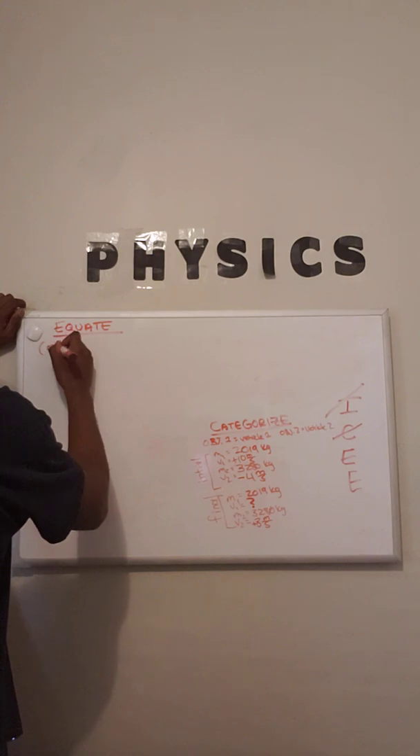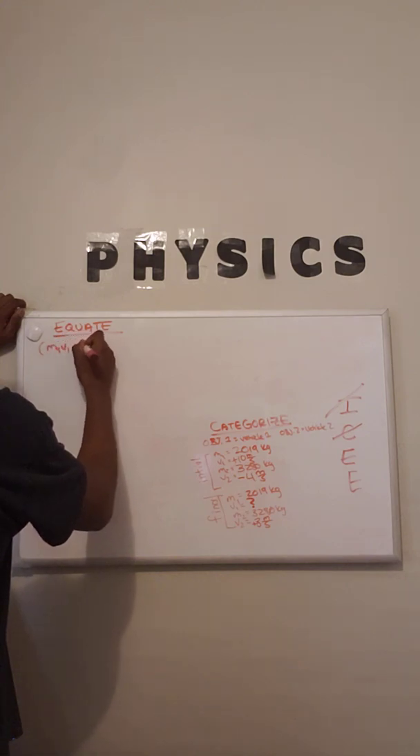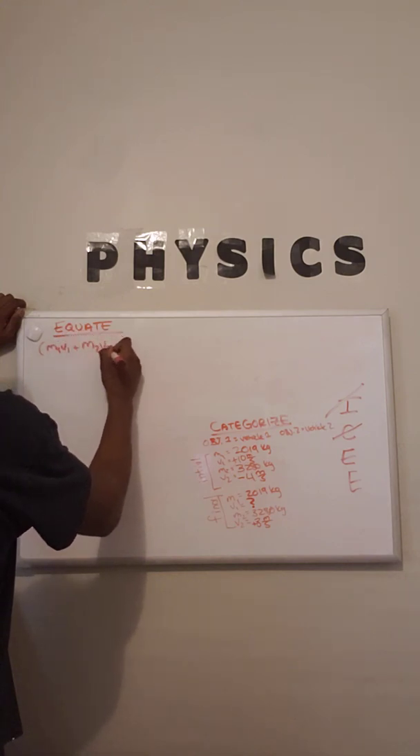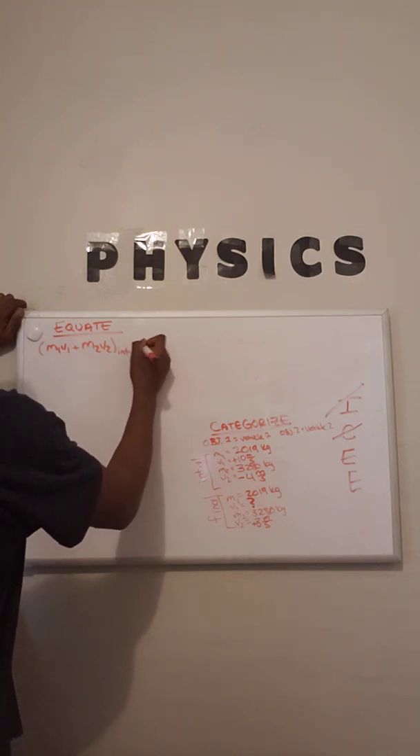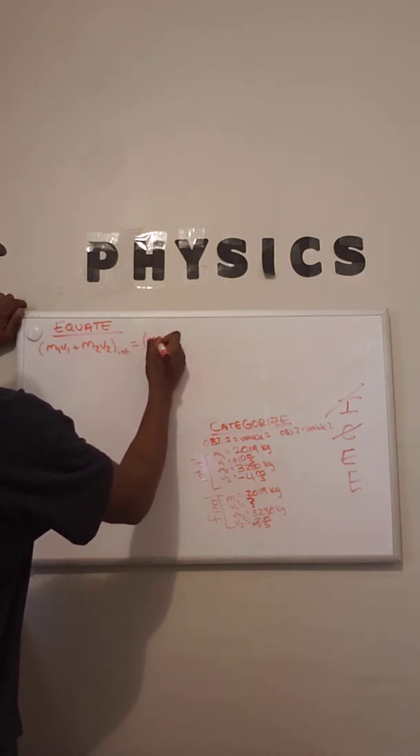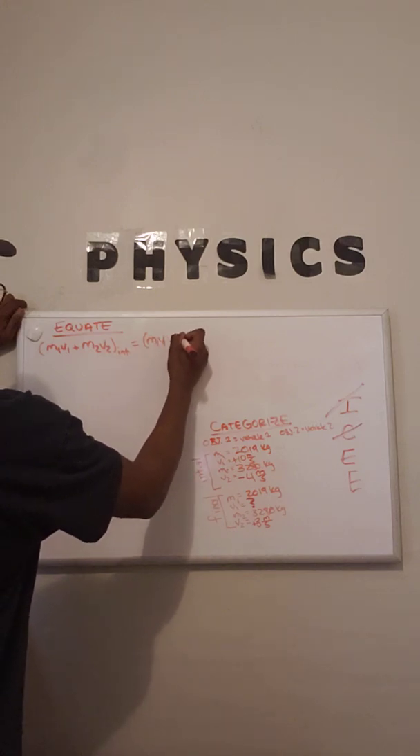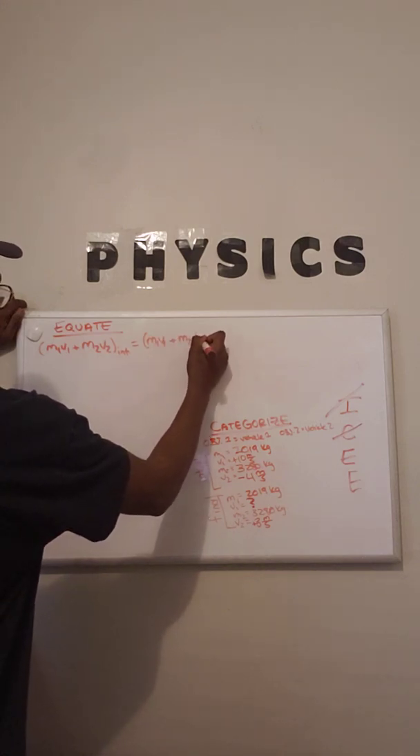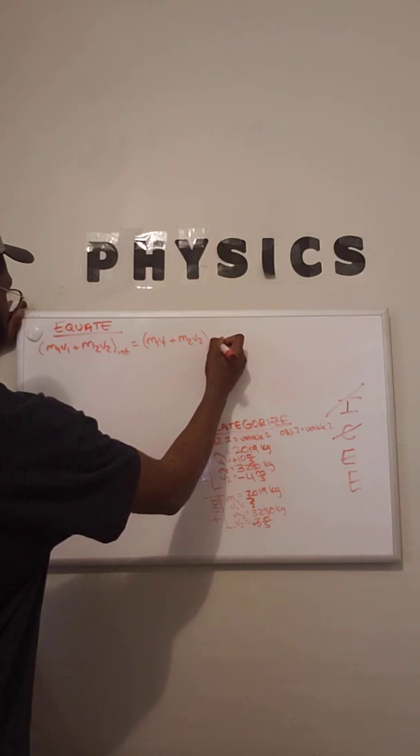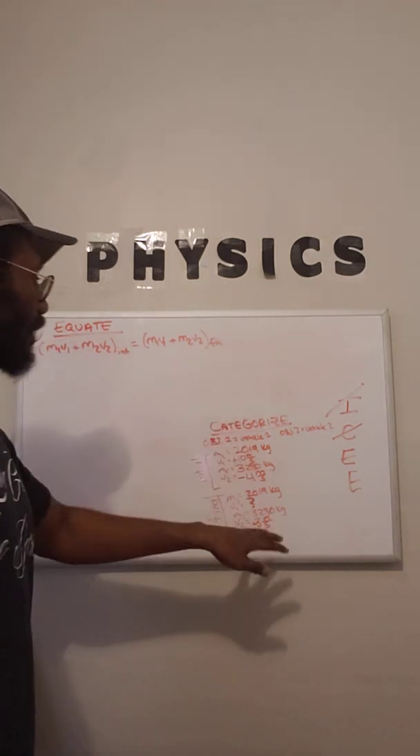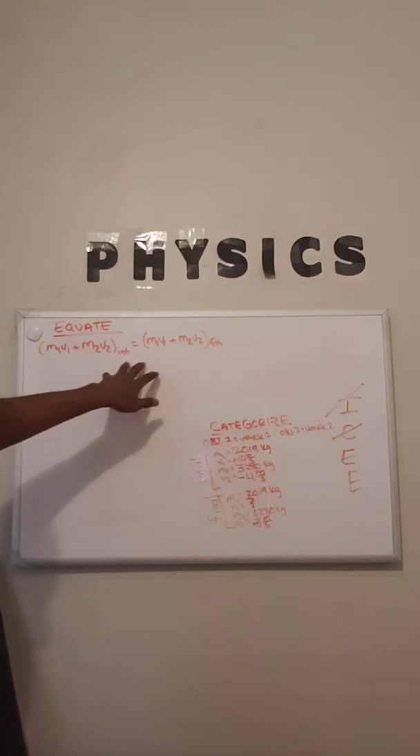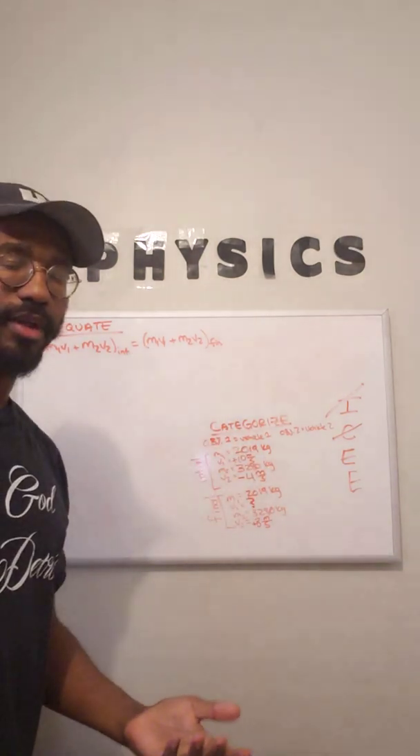Now remember, this is an elastic collision problem, so I already know the equation I'm using, which is M1V1 plus M2V2 initial, right? So before the collision equals M1V1 plus M2V2 final, so after the collision. All right. So all I'm going to do is plug these variables into this equation and solve it.